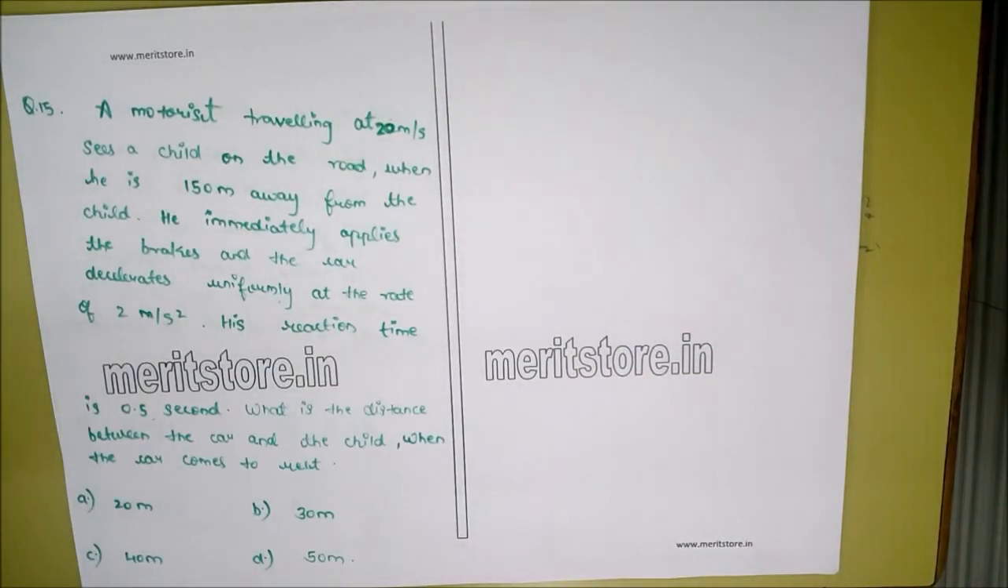A motorist traveling at 20 meters per second sees a child on the road when he is 150 meters away from the child. He immediately applies the brakes and the car decelerates uniformly at the rate of 2 meters per second square. His reaction time is 0.5 seconds. What is the distance between the car and the child when the car comes to rest? The four options are 20 meters, 30 meters, 40 meters and 50 meters.